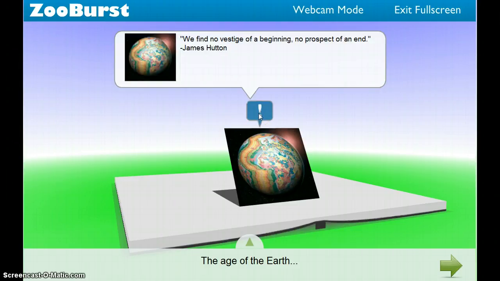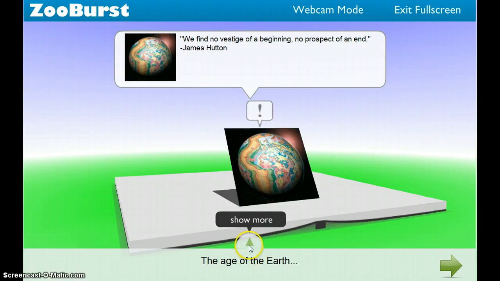Let's start off with James Hutton. He was a naturalist, and he came up with this quote: "We find no vestige of a beginning, no prospect of an end." Basically, the more information you know about the earth, there are endless possibilities of what could have happened and what we can find out.